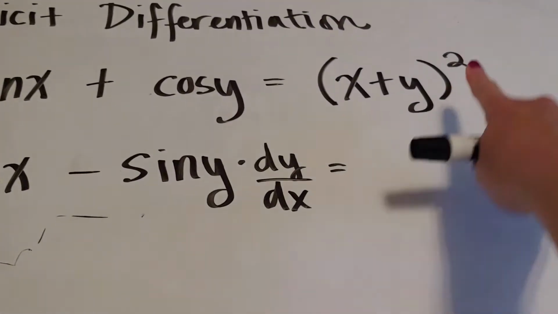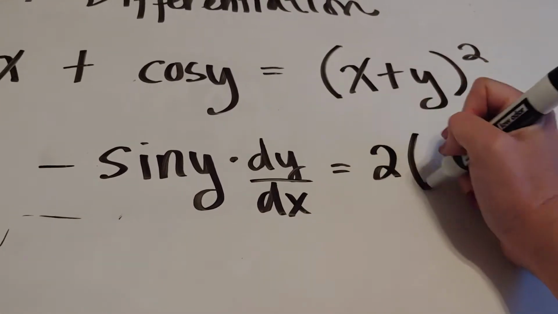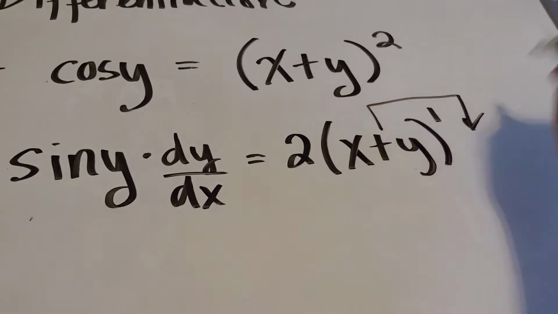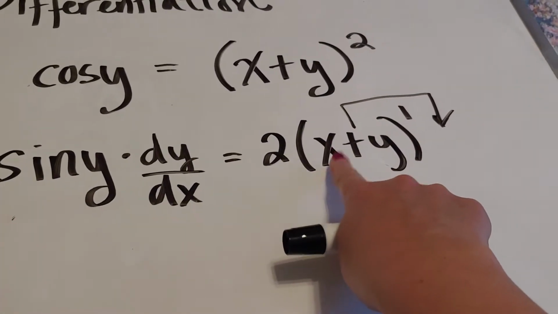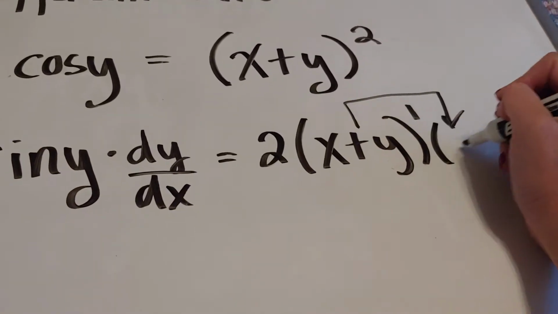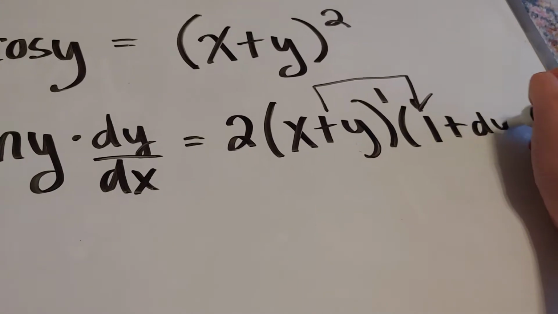All right, over here, to do chain rule, I would go 2 times (x plus y) to the first. But I have to take the derivative of the inside. The derivative of x is 1. The derivative of y is 1 dy dx. So it's going to look like 1 plus dy dx.